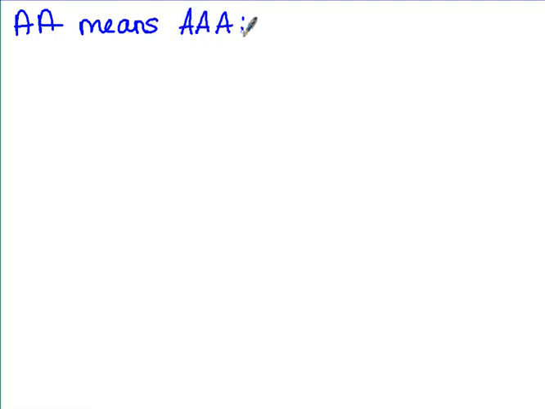The next thing we're going to talk about is AA means AAA. This is not Alcoholics Anonymous, we're talking about the measure of angles here. AA means AAA. In other words, when two angles in one triangle have the same measure as two angles in another triangle, the third angles are equal.